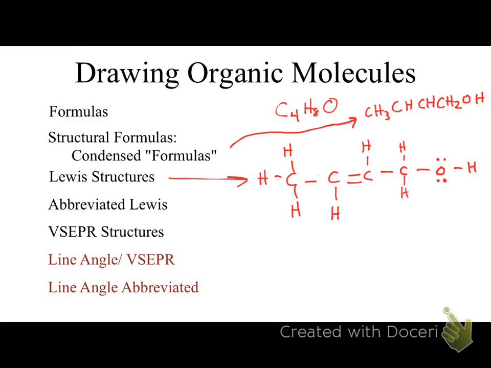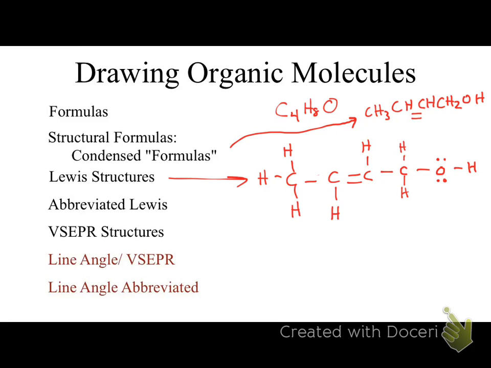Our technology's gotten advanced enough that we can draw out structures relatively easily, so we stop actually typing structures in and we start drawing them, okay, with better technology. We can go through and do abbreviated Lewis structures, which is similar to our condensed formula, except we would show the double bond in our condensed formula.